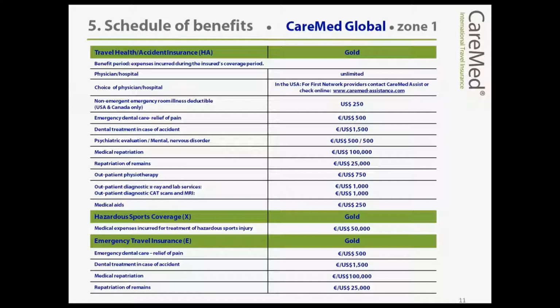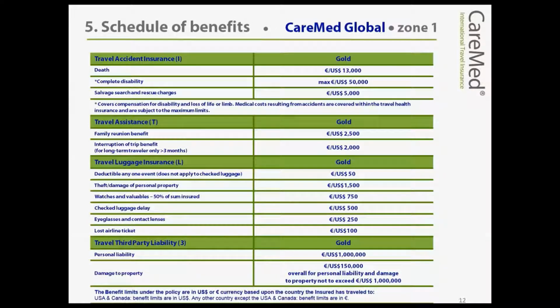This is a schedule of benefits just to take a look at it, health insurance and so on, and also travel accident insurance, travel assistance, travel luggage insurance, travel third-party liability insurance. I think it doesn't make much sense to go into too detailed, and kindly also take note that the full terms and conditions are of course complete. This is just the overview of benefits, and it may also change from policy to policy year.